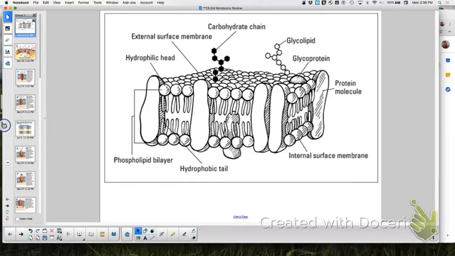Fluid mosaic model. What's the fluid part of it? Wait, did I teach you fluid mosaic? Yeah. Is that AP level?